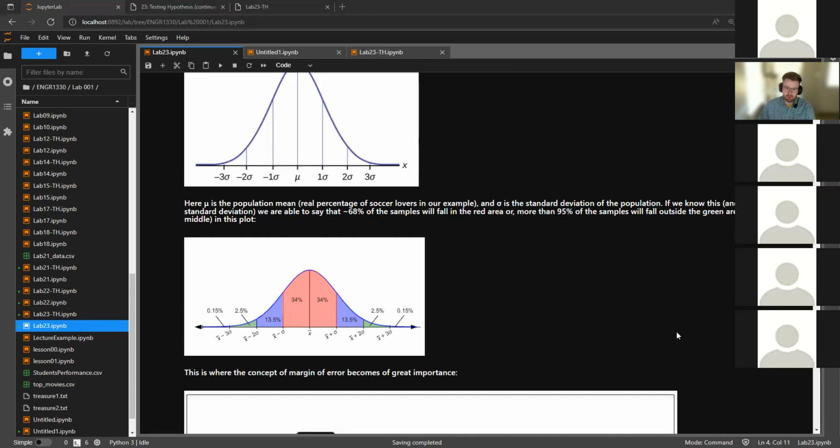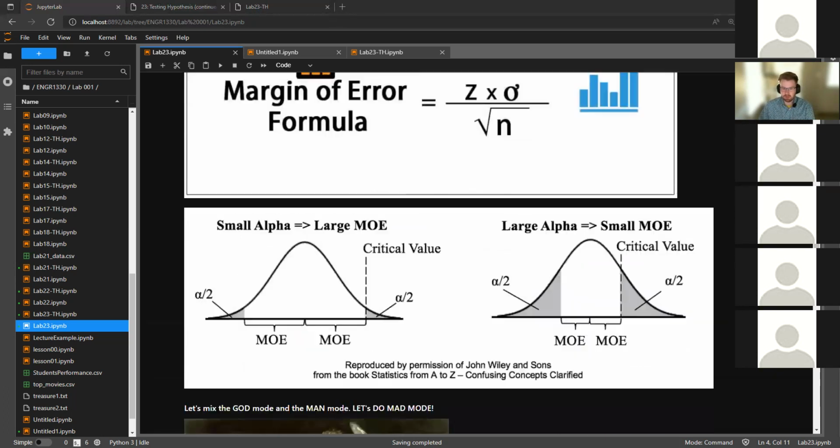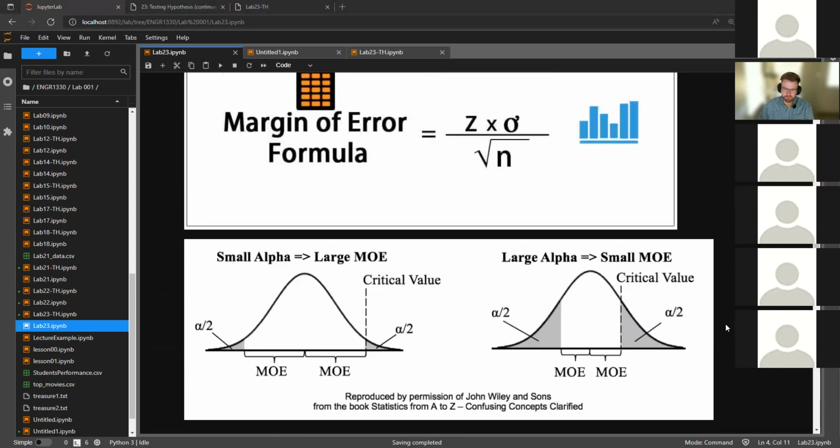So this brings up a concept of margin of error, because it is possible to get an erroneous reading. And I think in another lab, we're going to go pretty deep into that. We do have a margin of error formula. It looks like this. It's not super useful to just look at the formula because we can visualize it instead.